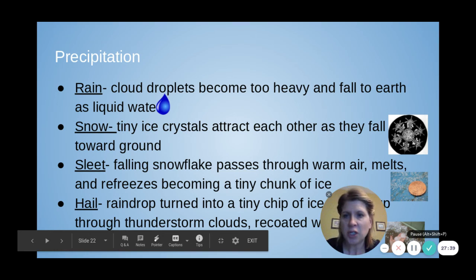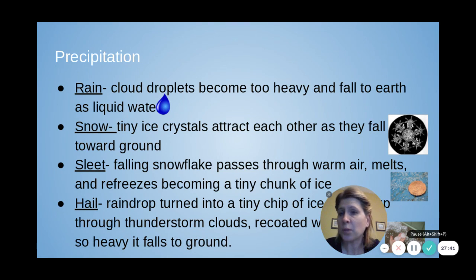All right, precipitation comes in different forms. The first one we're going to talk about is that of rain. Rain is cloud droplets that become too heavy and fall to the earth as liquid water.